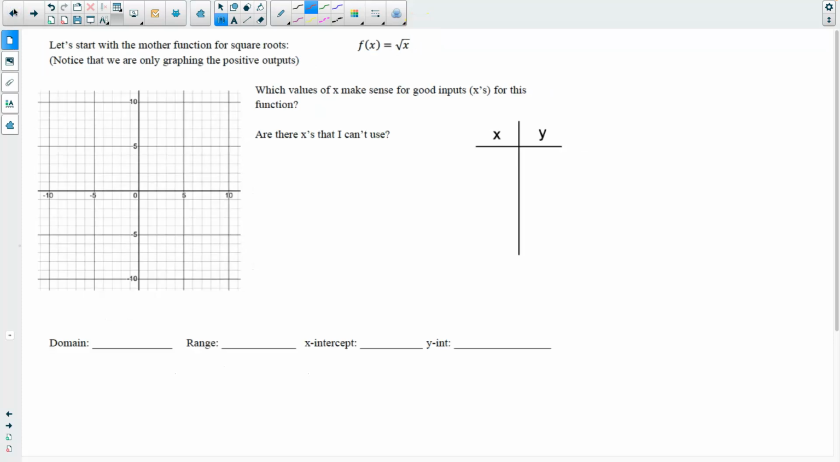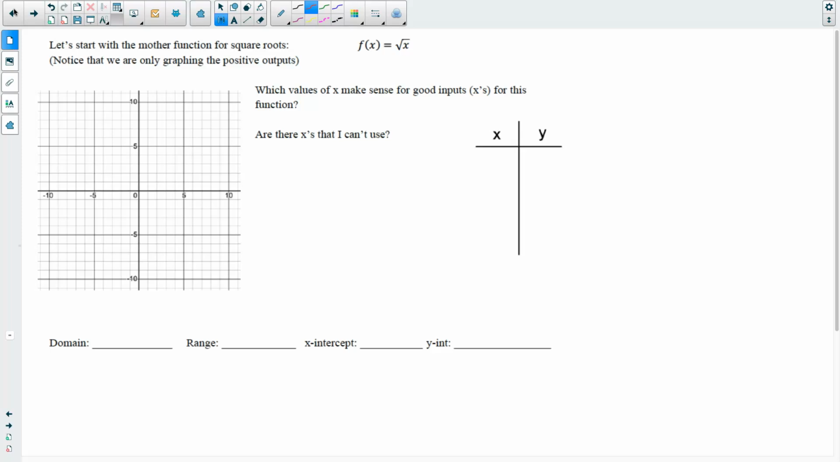Okay, we're starting with the mother function. This mother function is what all other functions for square roots are built off of. If you get this, you will see its ripples in every other problem that we do today. So, starting off, the other class was kind of nice. They've already done some work for you.